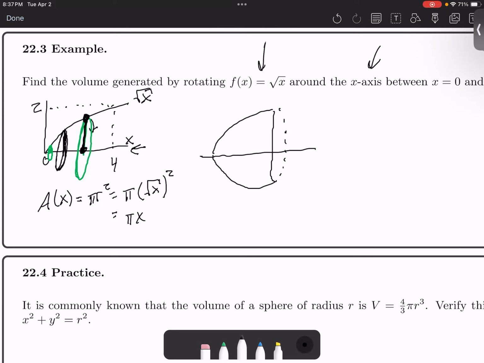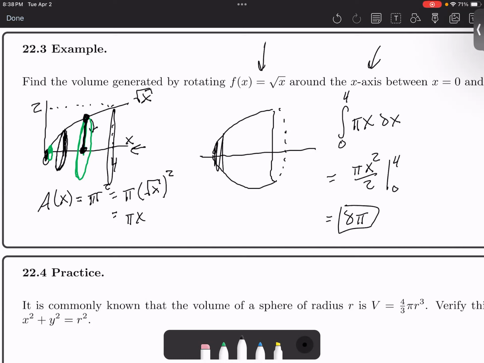Cool. So now we're going to take those areas, pi x, and integrate them from the smallest circle to the biggest circle, from x equal to 0 to x equal to 4. So when we do this, we have an antiderivative of pi x squared over 2 being evaluated between 0 and 4. At the lower bound of 0, we get 0. And at the upper bound of 4, we have 16 divided by 2, which is 8 pi.